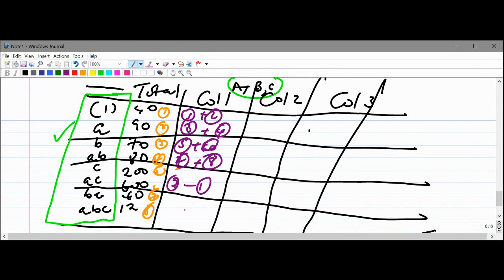Value number 2 minus value number 1 for this one. Let me use a different color. Value number 2 minus value number 1. Value number 4 minus value number 3. Value number 6 minus value number 5, right? Value number 8 minus value number 7. Isn't it? Okay, do you follow what I'm trying to say?